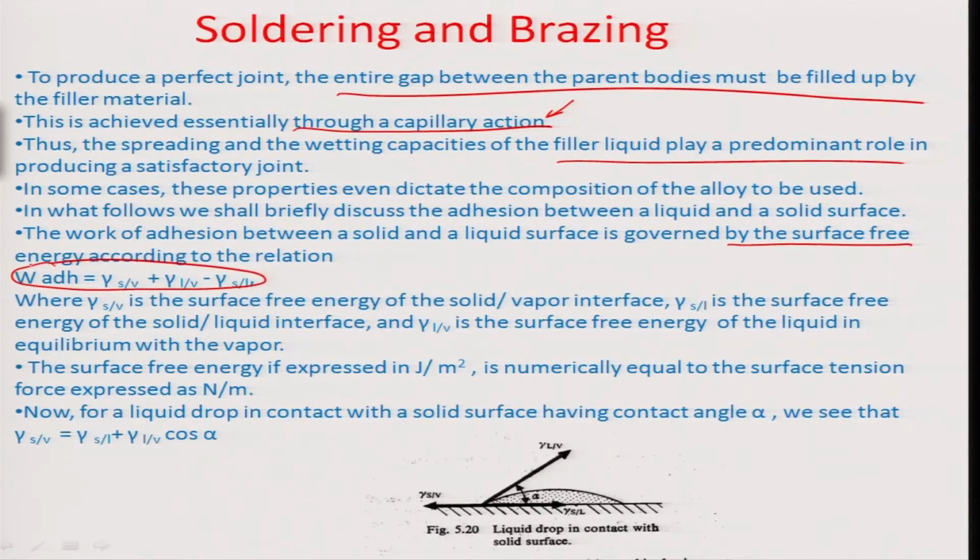The work of adhesion is given by the surface free energy of the solid with respect to the vapor, that of the liquid with respect to the vapor, and then again solid with respect to the liquid with a minus sign on it. And basically it is expressed as joule per meter square, okay, and is numerically equal to the surface tension, that is Newton per meter, joule being Newton meter. Okay. And now, from a liquid drop in contact with the solid surface, I think all of you have probably at some point of time done the Young's equation, which talks about the various surface energies balancing each other with a concept of contact angle.